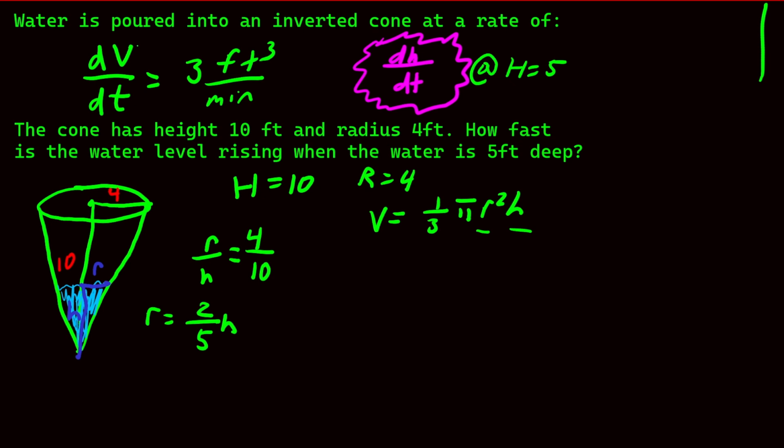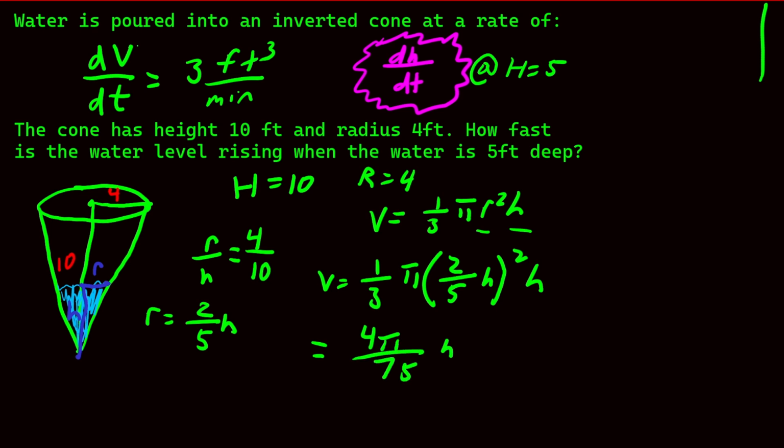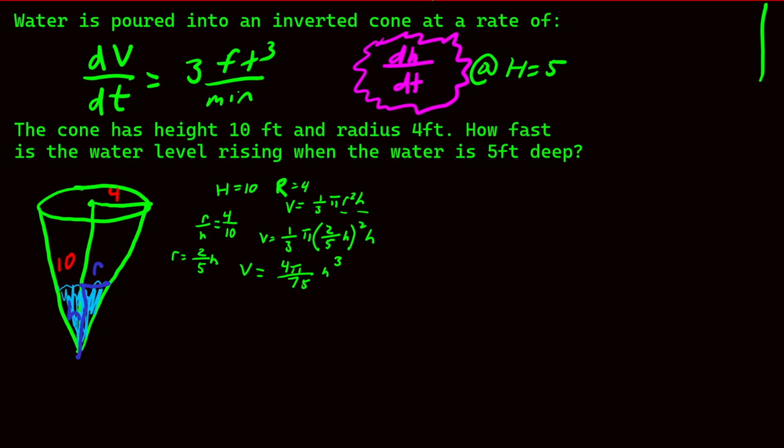So the volume is going to be 1/3 pi, and then for r squared, we're just going to substitute what we got in terms of h, and this simplifies down to, if I do it all the way out, 4 pi over 75 h cubed. So now V is only in terms of h. Now, this is our important step. We have to differentiate both sides with respect to time t. Now that we have shrunk it down a little bit to give us more space, I'll use orange for the differentiating part.